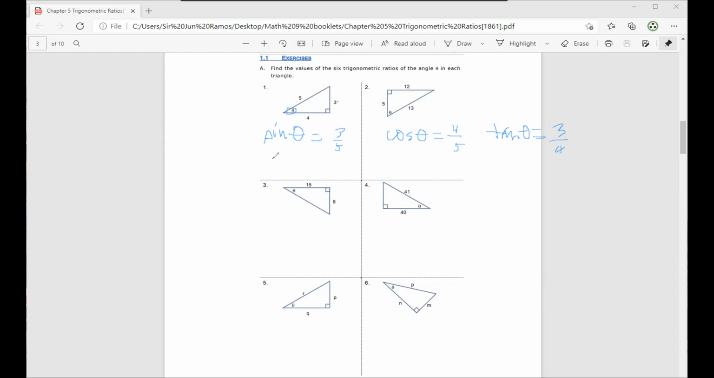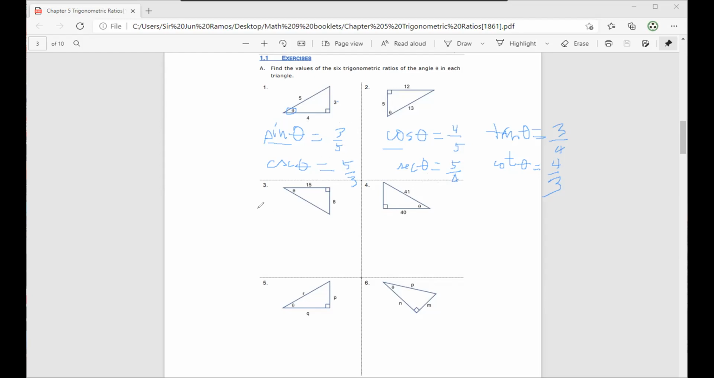Now you can get the reciprocal functions. The reciprocal of sine is cosecant theta, and you just invert it, 5 over 3. The reciprocal of cosine is secant theta, and you will get here 5 over 4. And then cotangent here is the reciprocal of tangent, and that is 4 over 3. Notice that the values of sine and cosine will never be greater than 1. So 3 over 5 is less than 1, 4 over 5 is less than 1. But the reciprocals are different. So you can do the same for number 2.